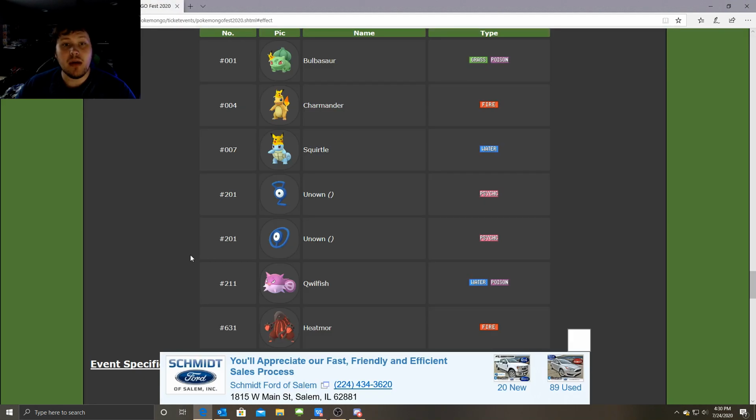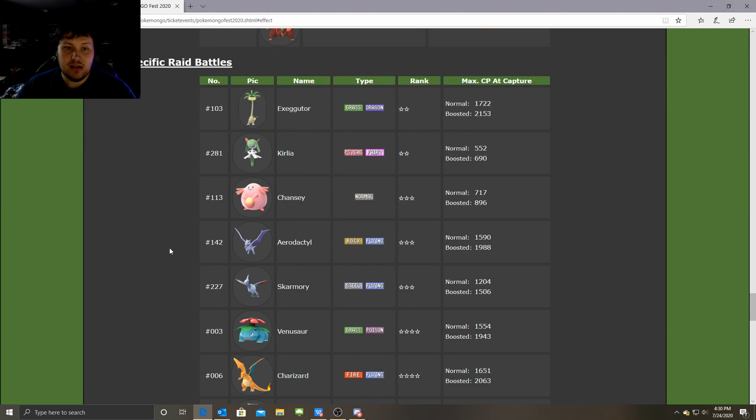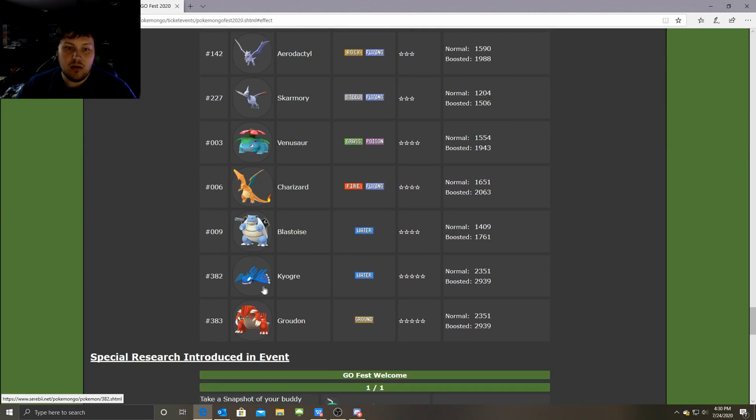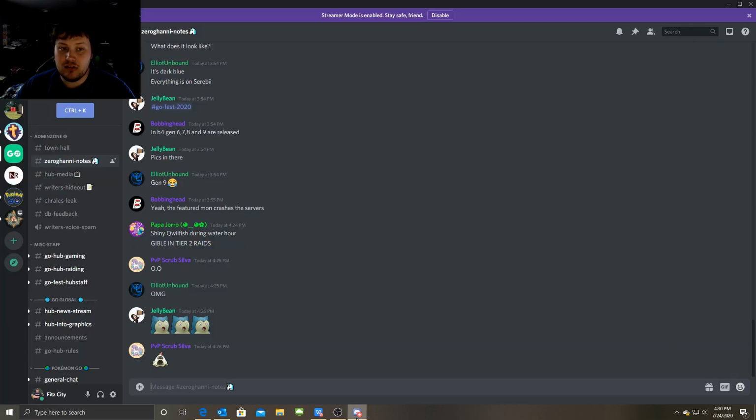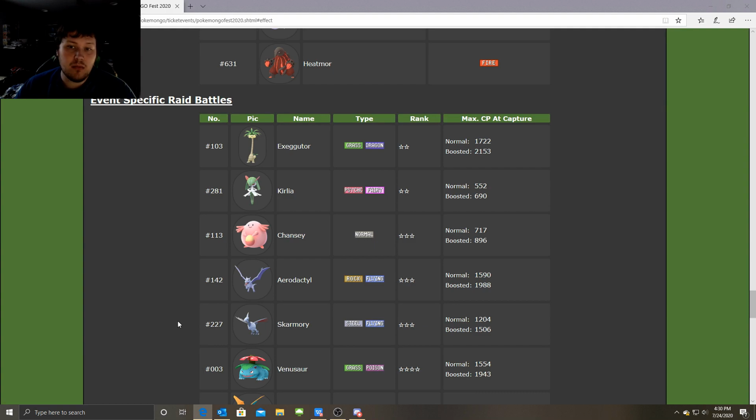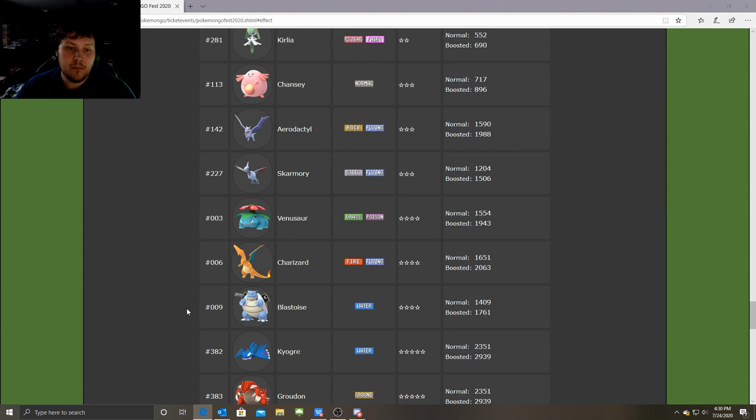But anyway, going back, we have some interesting things to consider here. Now, Kyogre and Groudon are event-specific raids. Gible is showing up in two-star raids. If we look right here, Shiny Quillfish during Water Hour, Gible in Tier 2 raids. I know that might be a little bit hard to see. Gible in Tier 2 raids. So people with a ticket can farm Gible raids, although they're probably going to be fairly rare.